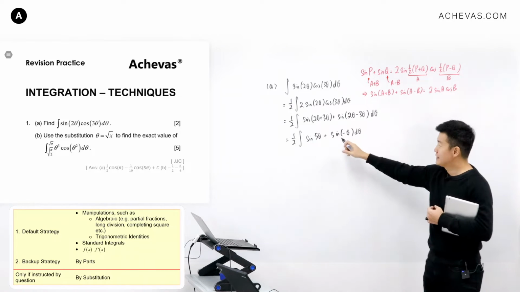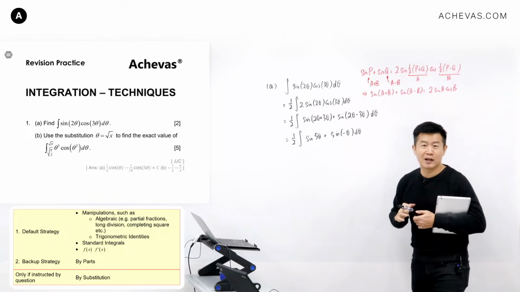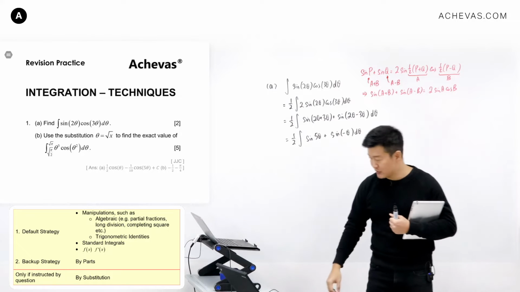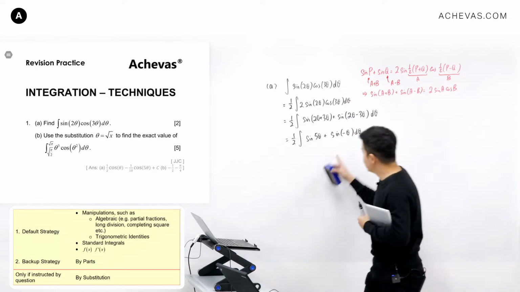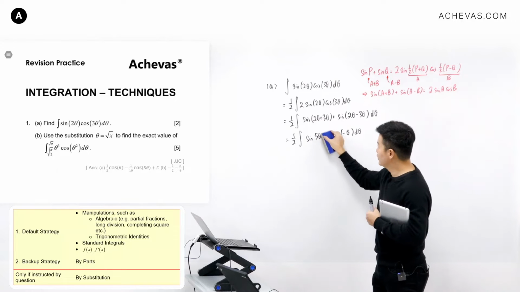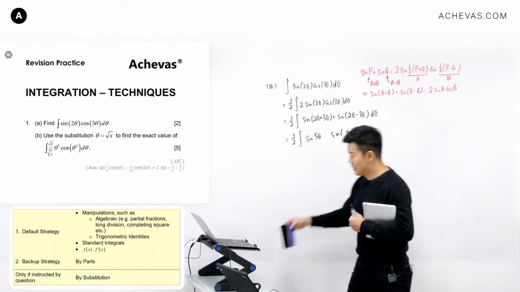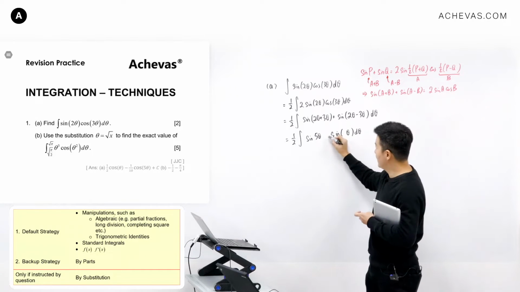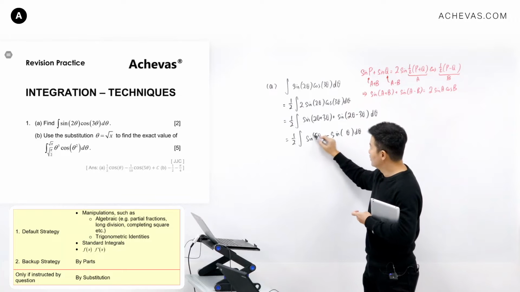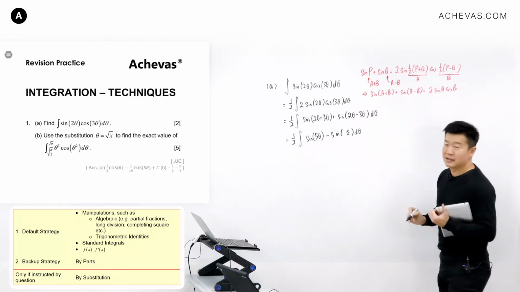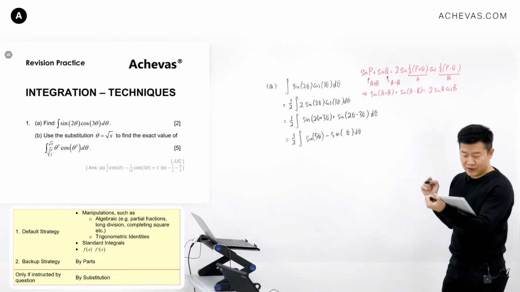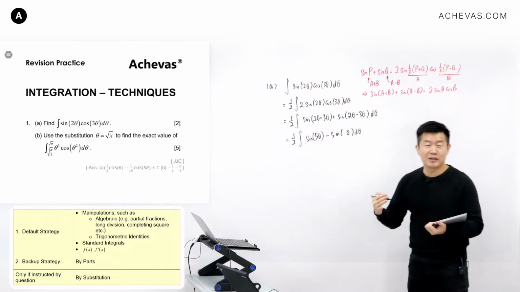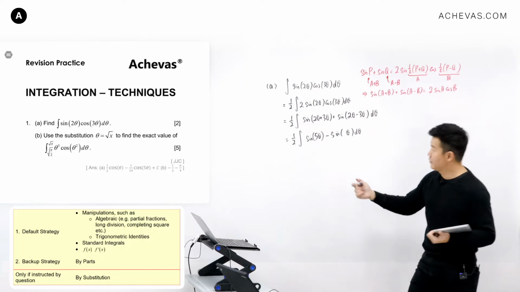And what is sine minus theta? We have learned this in our trigonometric transformation in secondary school. Sine minus theta is minus sine theta. So I'm going to rewrite this as minus sine theta. So we have sine 5 theta minus sine theta, and we are supposed to integrate this, and this can be integrated by using standard results, f(x) f prime x.